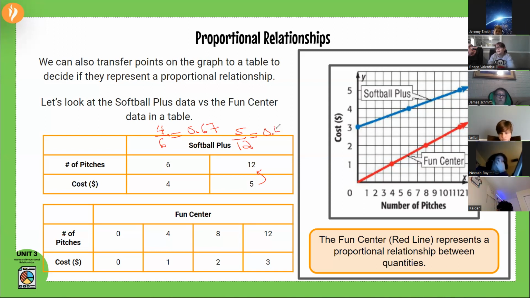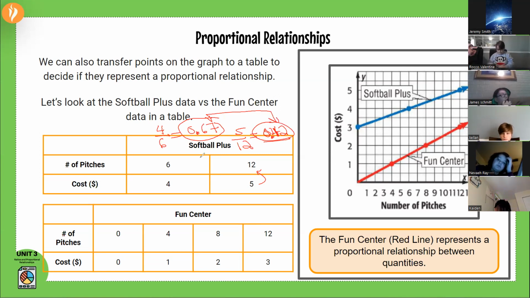0.4166667. So about 42 cents, right? We round that to about 42 cents. So right here, this tells you that the blue line is not proportional because the prices change. If I could write well enough for you to read.